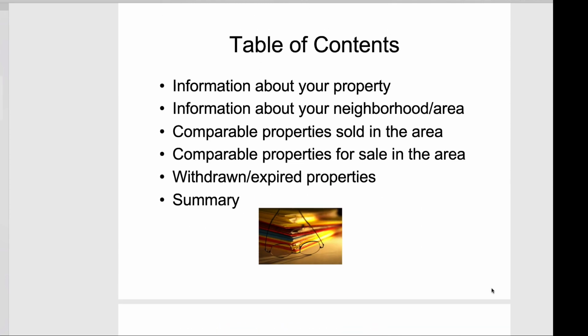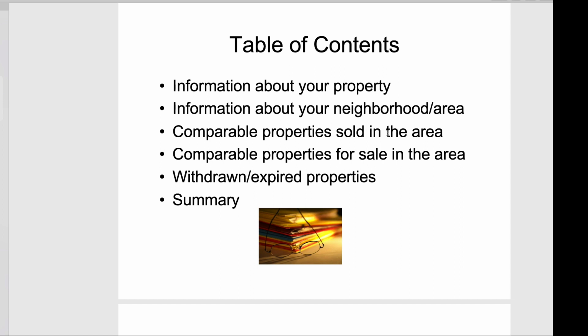This first page talks about what I call the agenda or the table of contents. This is the process we're going to follow in looking at your overall market analysis. In the first section, we're going to look at information about your property. This is information that's basically available through public sites, Google Maps, on the web. It's information that pretty much everybody has access to. In the second section, we're going to look at information about your neighborhood and area. So we're going to look at what's going on in real estate in your neck of the woods.